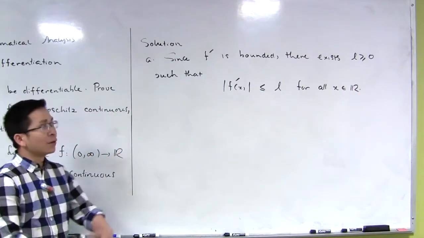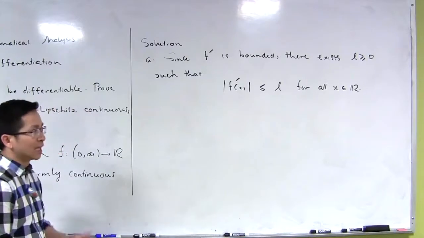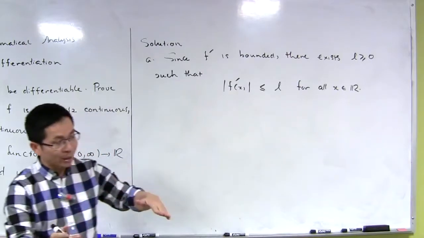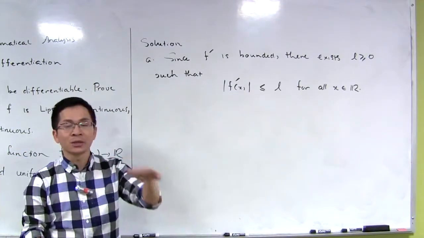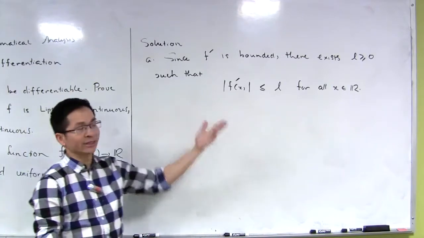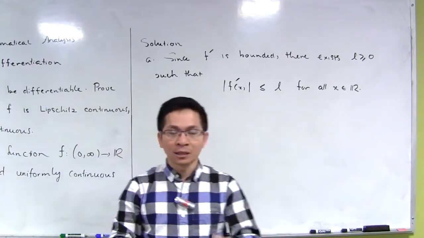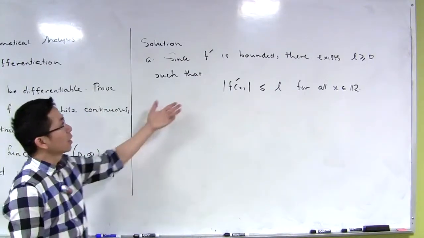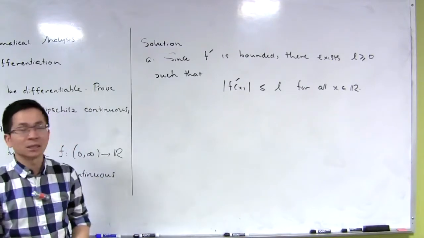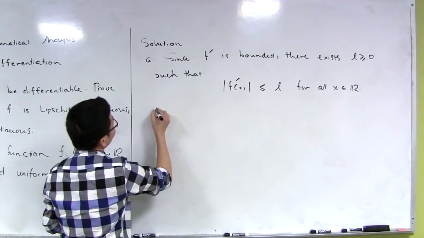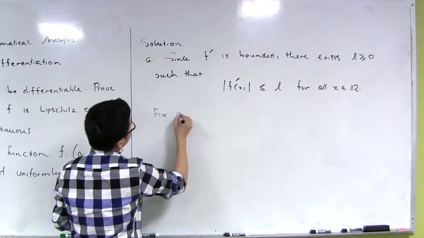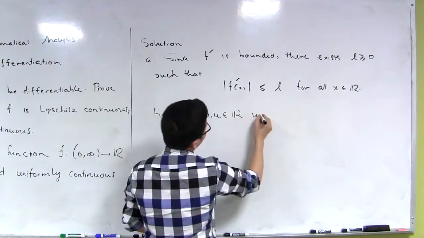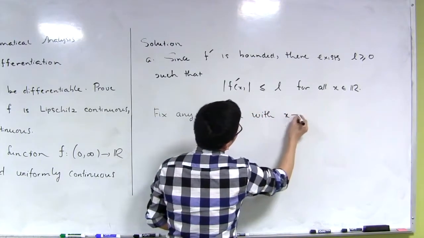Our goal is to show that f is Lipschitz continuous. So we have to link the slope of secant lines connecting any two points on the graph of the function with the derivative. It reminds us of the mean value theorem. So we are going to apply the mean value theorem to prove that f is in fact Lipschitz continuous. We fix any x and u in R where x is not equal to u.